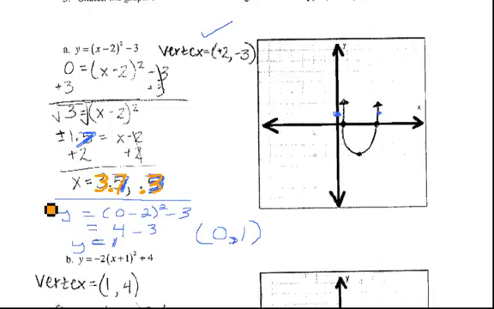Sometimes the easier point to find is our y-intercept. Make x equal to 0, find out what our y equals. So in this case I make x equal to 0, I get y equals 1, and that would be my point. The other one would be over here because of symmetry, and I could graph it that way as well.